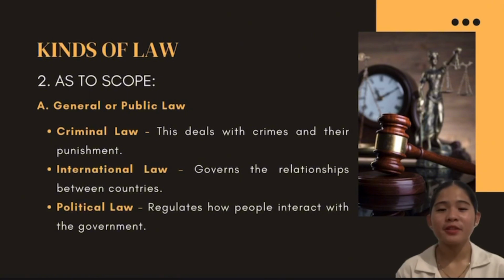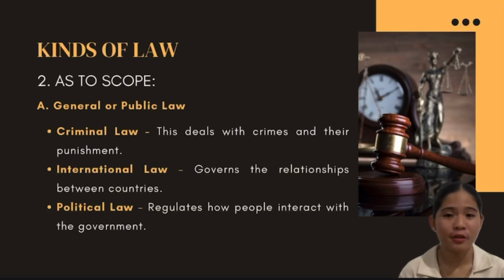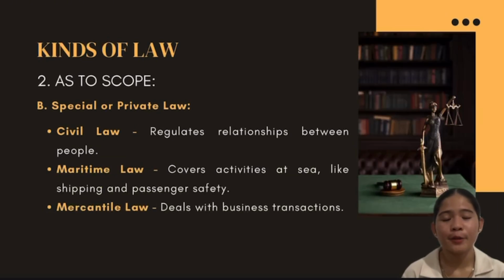Another example is the political law. These are laws that regulate the relations sustained by the inhabitants of a territory to the sovereign. For example, the 1987 Philippine Constitution. This establishes the framework of the Philippine government and defines the rights and duties of citizens. And another type or kind of law according to its scope is the special or private law. This is a law which relates to particular persons or things of a class.